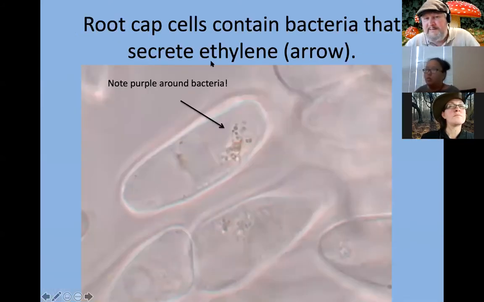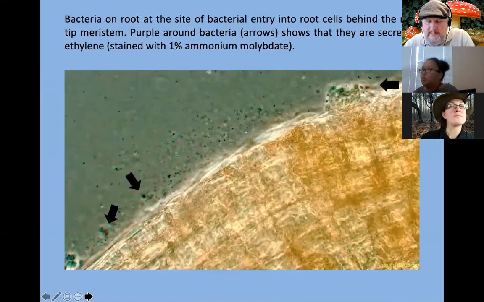Okay, so this is from the root cap, and if you look at the root cap cells where microbes are going in, you can see these little spherical structures inside the root cap cell, and you can see the purple around them. That purple is the stain for ethylene. You see the microbes and the ethylene in there. And this shows now where the microbes are entering behind the meristem, and you can see these little dots out there. Those are microbes. Big arrows are indicating them, going into the root cells at that area.